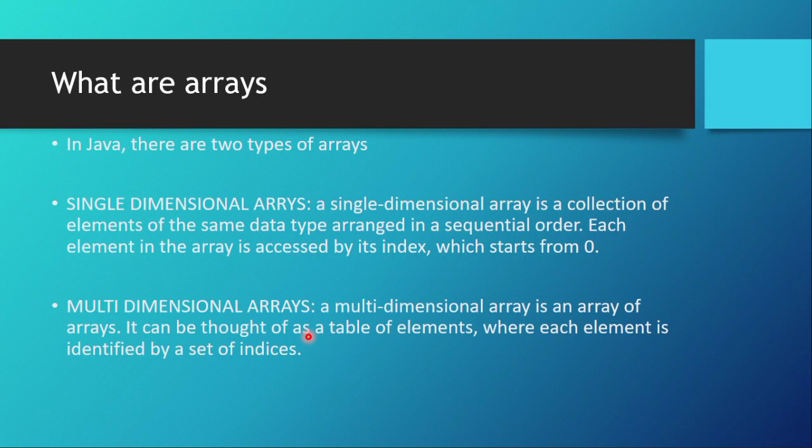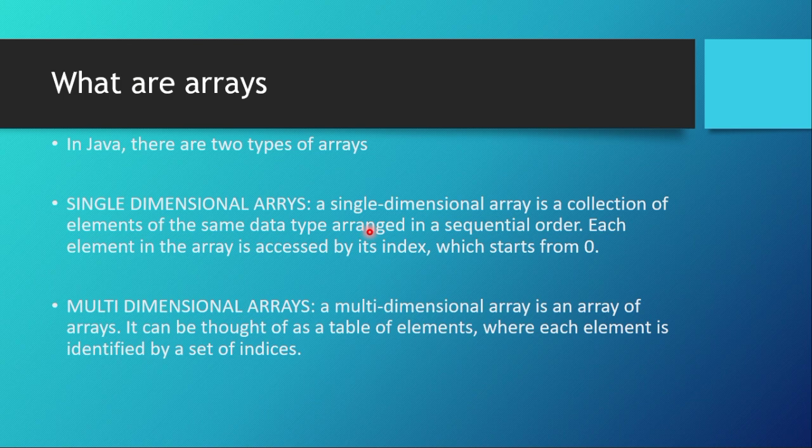So what are arrays? In Java, there are two types of arrays. We have single-dimensional arrays and multi-dimensional arrays. A single-dimensional array is a collection of elements of the same data type arranged in a sequential order. Each element in the array is accessed by its index, which means it starts from zero. So that's just a basic explanation of what a single-dimensional array is.